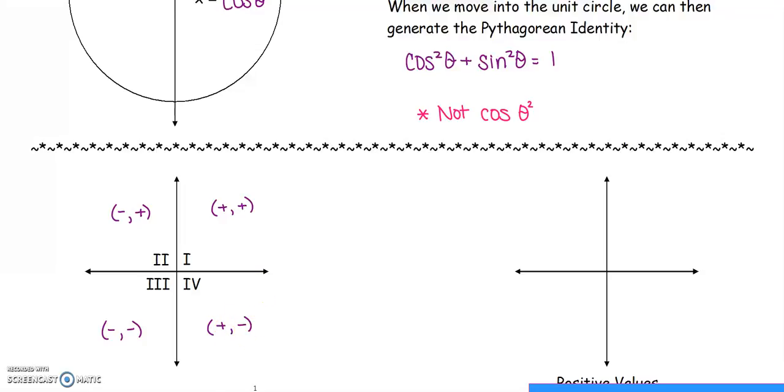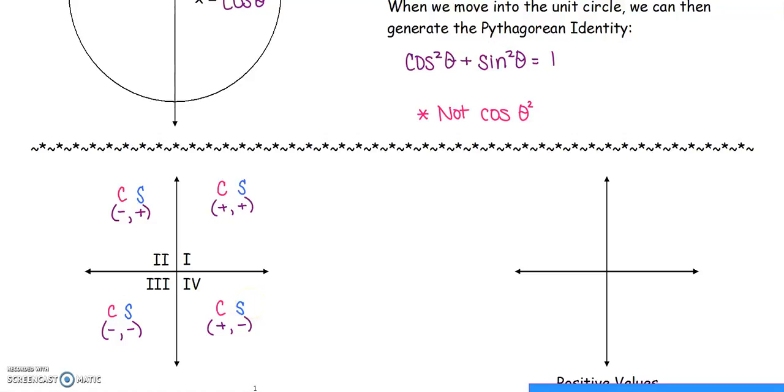Now, if we think about it for a moment, the cosine values we know are our x values. So in quadrant 1, the cosine is positive. In quadrant 2, the cosine is negative. In quadrant 3, the cosine is negative. And in quadrant 4, the cosine is positive. With our sine values, we know that the sine is the y value. So in quadrant 1, the sine is positive. Quadrant 2, the sine is positive. Quadrant 3, the sine is negative. And quadrant 4, the sine is negative.